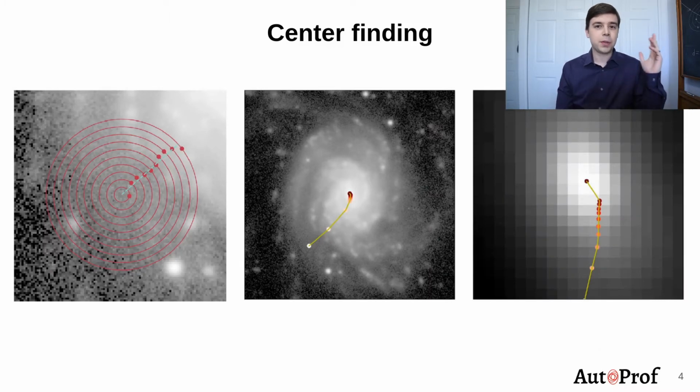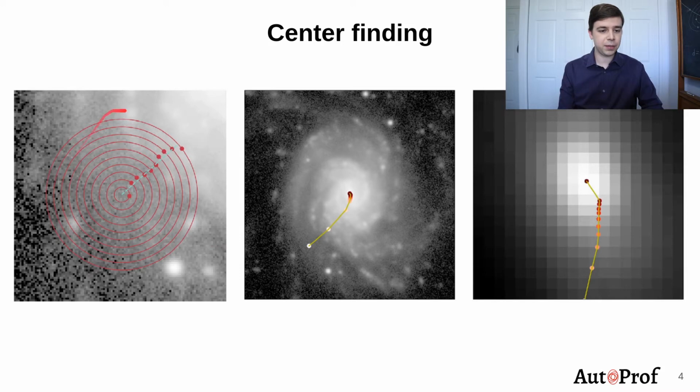Now, AutoProf requires that the galaxy is roughly centered in the image, or that you give it roughly approximate center coordinates, but they don't need to be precise. AutoProf is able to find a more precise center by itself for a galaxy. In this case, I have intentionally moved the starting point way away from the center of the galaxy so we can see how it progresses towards the center.